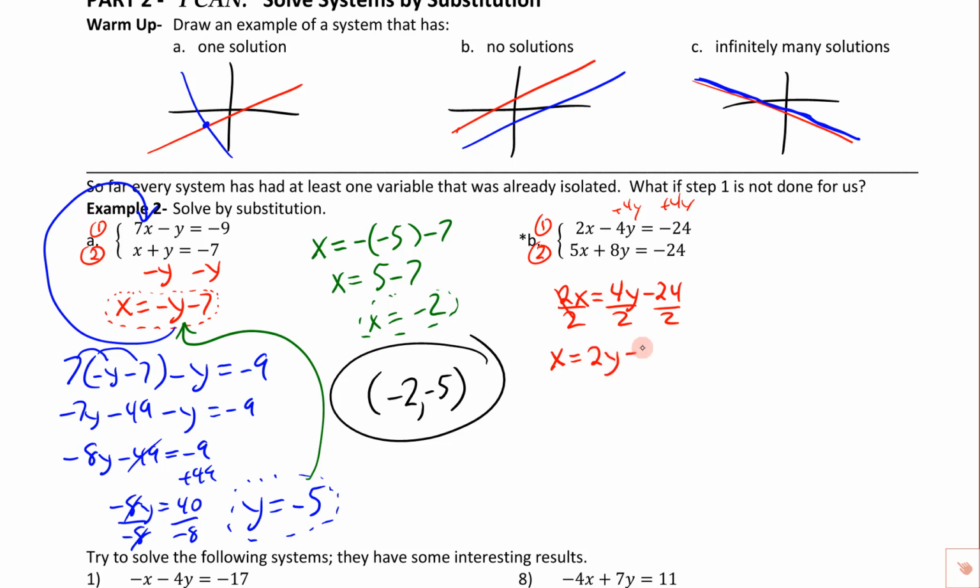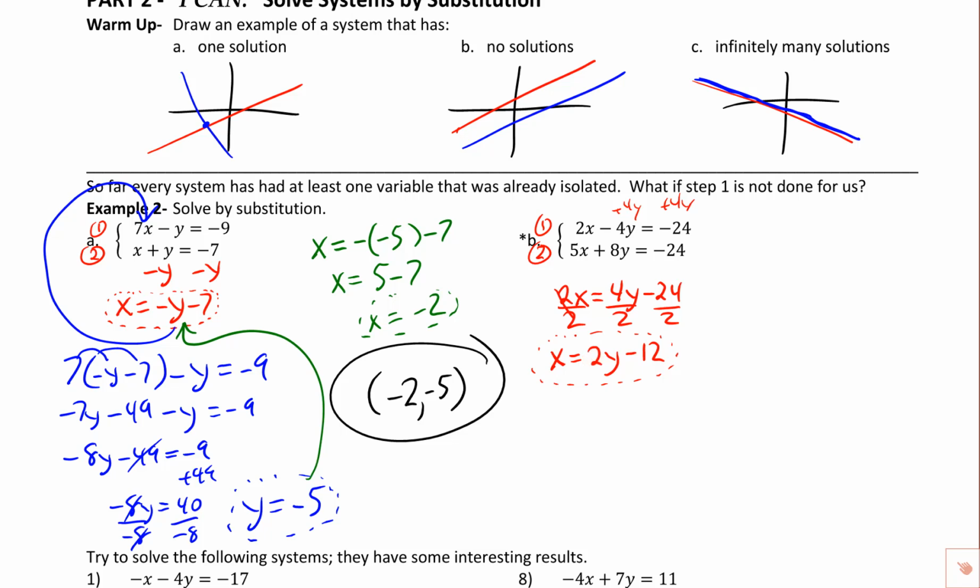We get a 2y, and notice that that cancels. We get a negative 12. So that is a copy of problem number 1, or equation number 1. It's just isolated the x. So now we've got something that we can plug into one of the other ones.